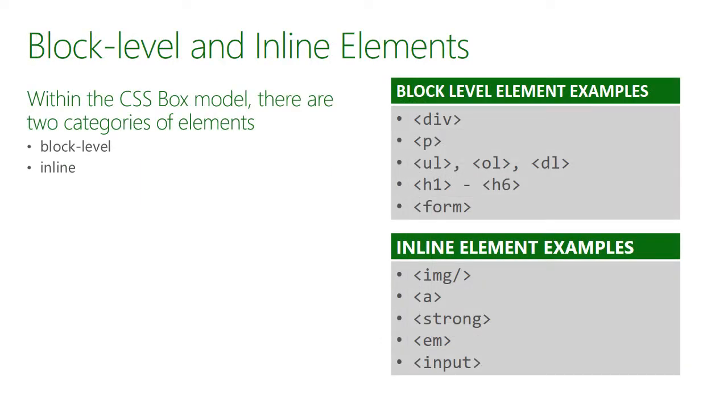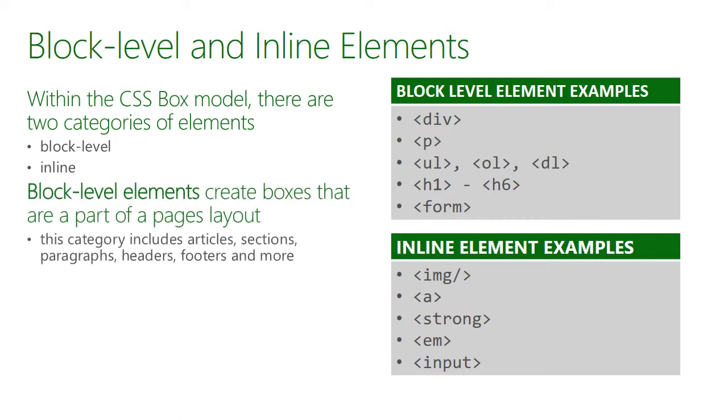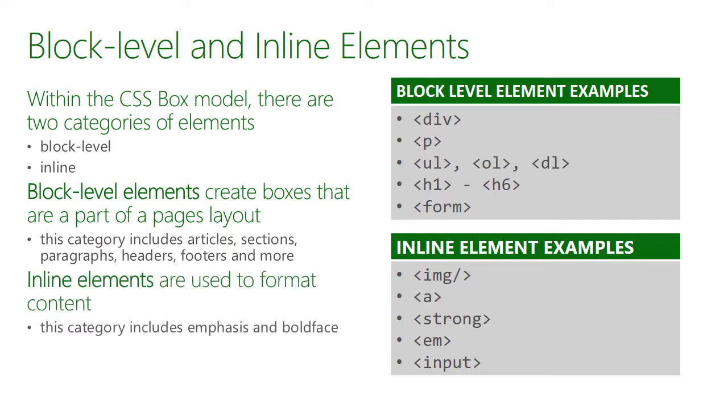Block level and inline elements. Within the CSS box model, there are 2 categories of elements: block level and inline. Block level elements create boxes that are part of a page's layout. This category includes articles, sections, paragraphs, headers, footers, and other things. Inline elements are used to format content. This category includes emphasis and boldface. On the right hand side, you have some examples of block level examples and inline examples.